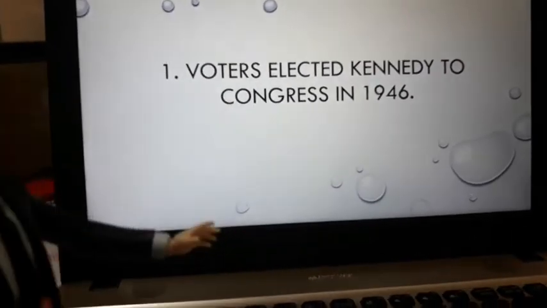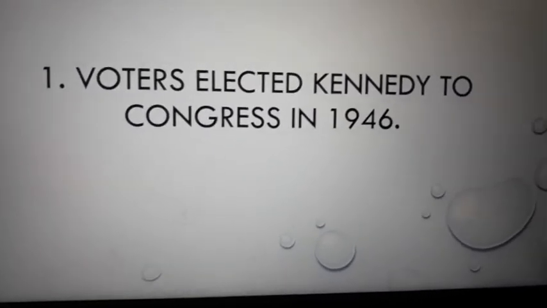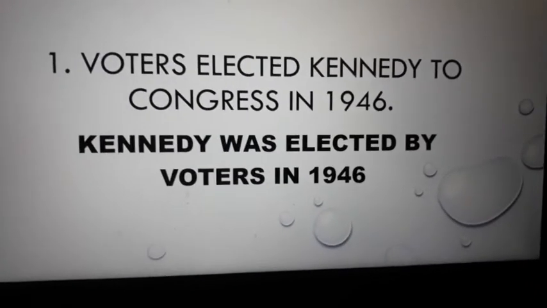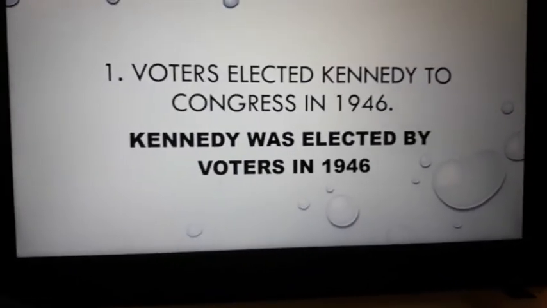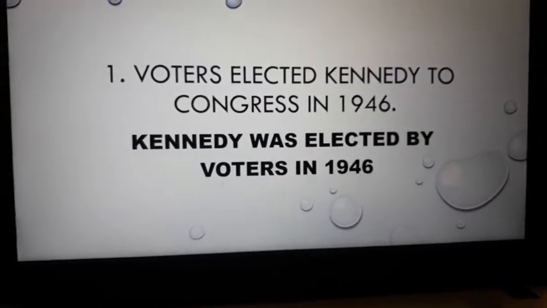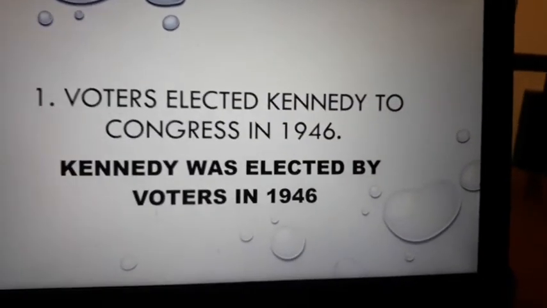Let's see what the result is. Voters elected Kennedy to the Congress, so the answer will be Kennedy as an object, to be in past, was, elected by voters in 1946. All right. Okay, let's go with the next one.